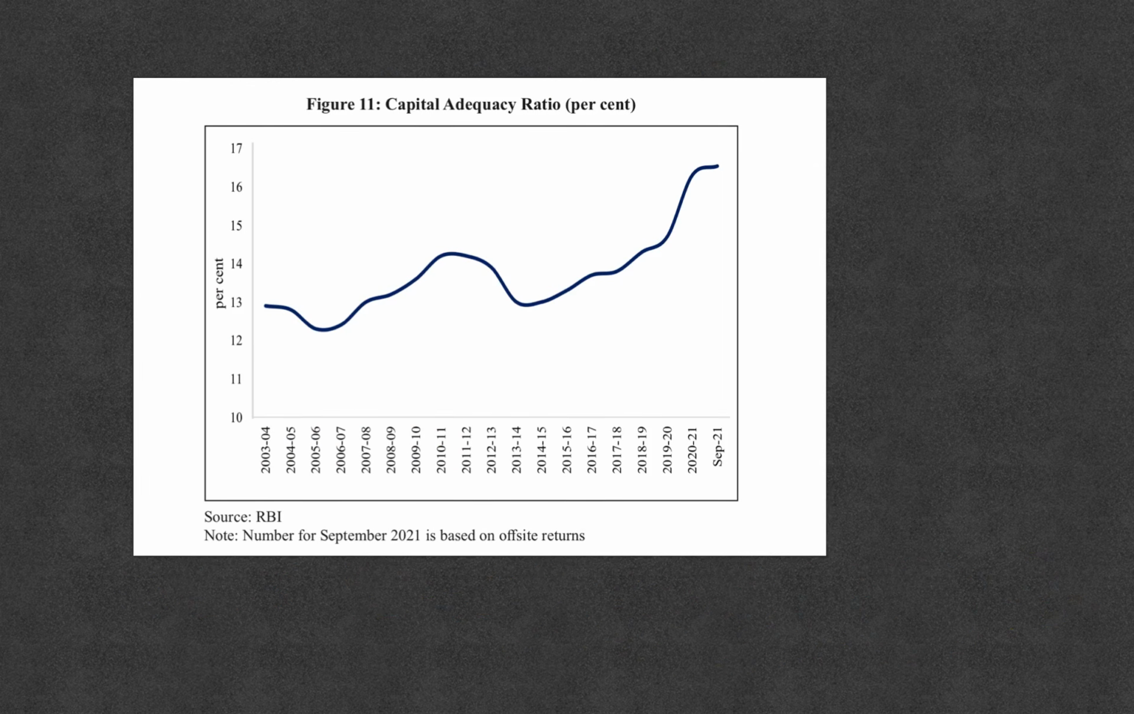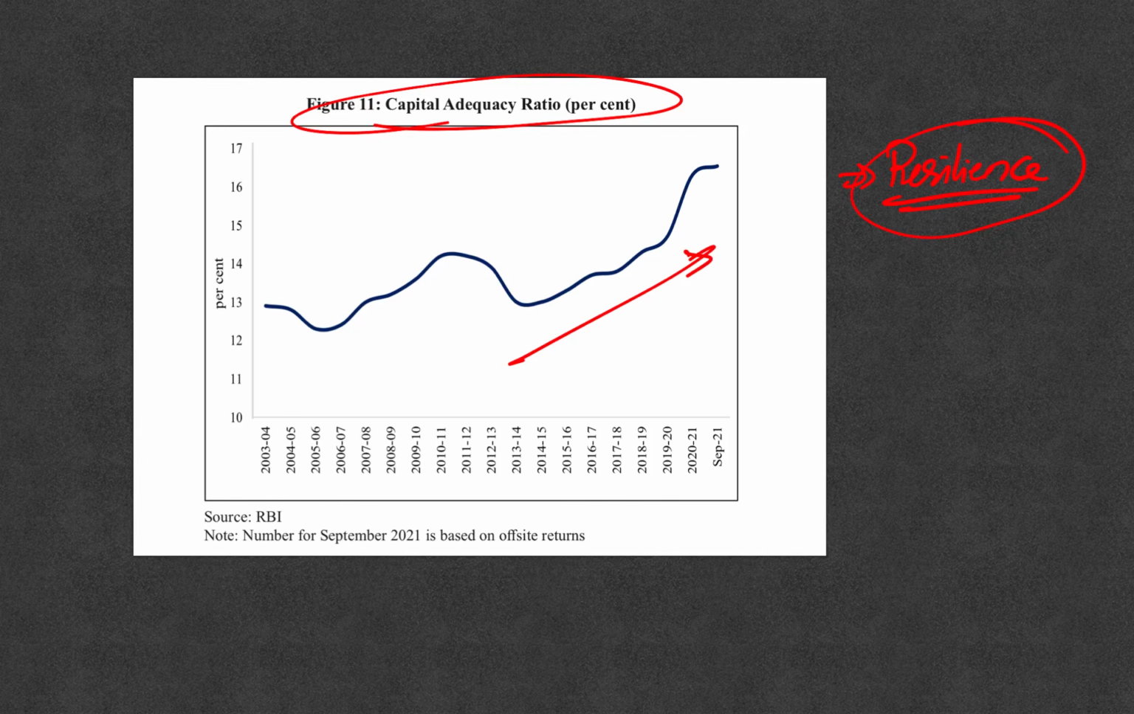And finally, you can see from this graph taken from the economic survey that the capital adequacy ratio has consistently increased. What does it indicate? Resilience of our banking system. So, these are the updates from my side as far as banking capitalization is concerned.